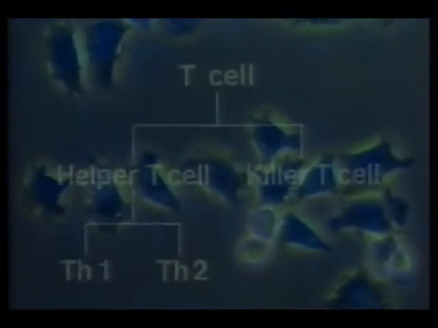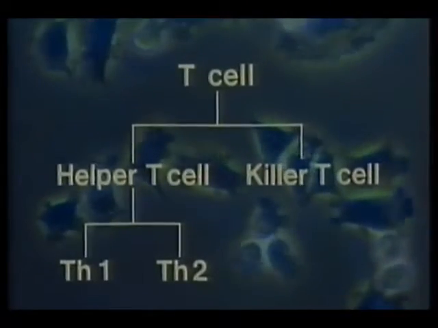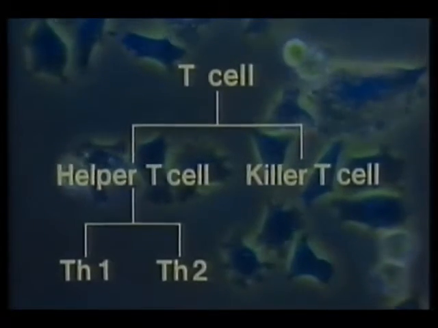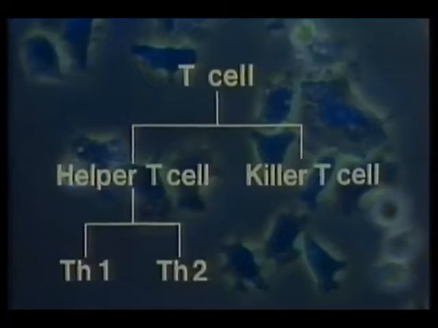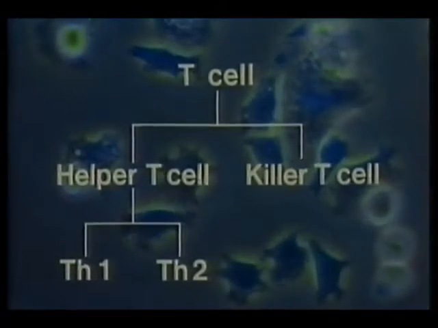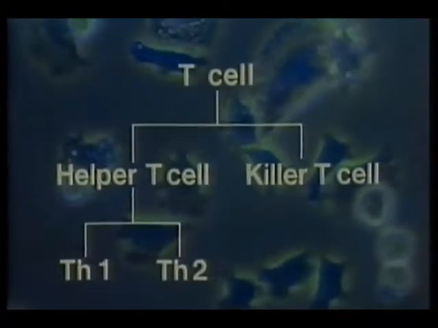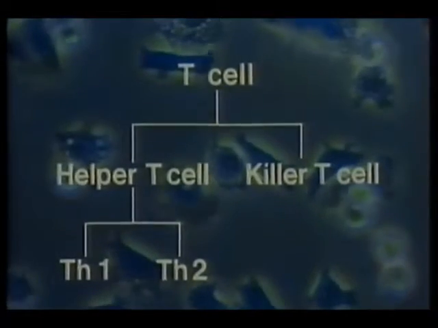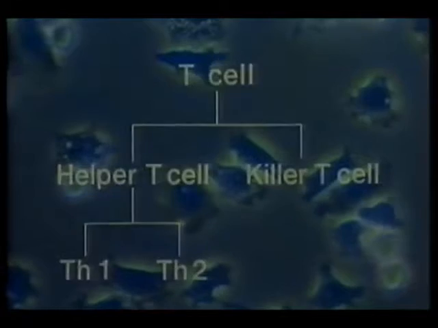In the immune reaction, a T cell recognizes an antigen and an attack is brought about. In carrying out this function, there are two types of T cells which we will discuss: the helper T cells and the killer T cells. Furthermore, helper T cells are classified into two main types: type 1 helper T cells, which assist in the cellular immune response, and type 2 helper T cells, which assist in the humoral immune response.